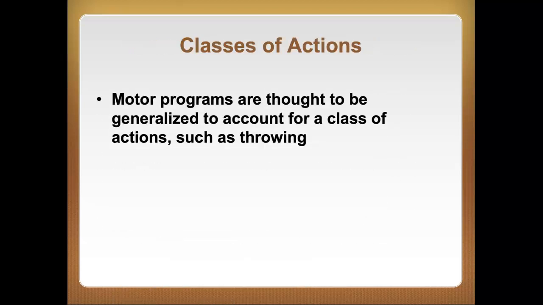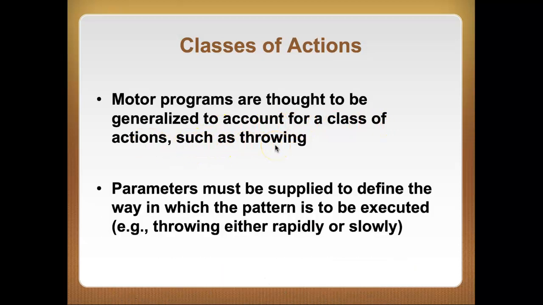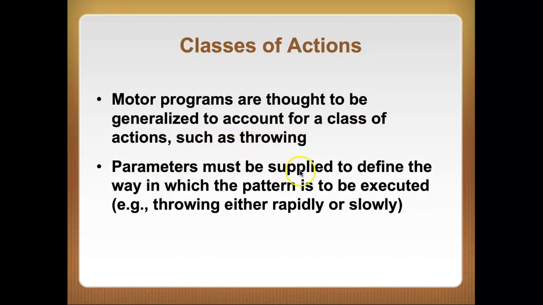So there are different classes of actions in a general program. Motor programs can be thought of as generalized to account for the class of different actions, such as throwing. Parameters must be supplied to define the way in which each pattern is executed, whether it's rapid or slow. So those are kind of the two things there.